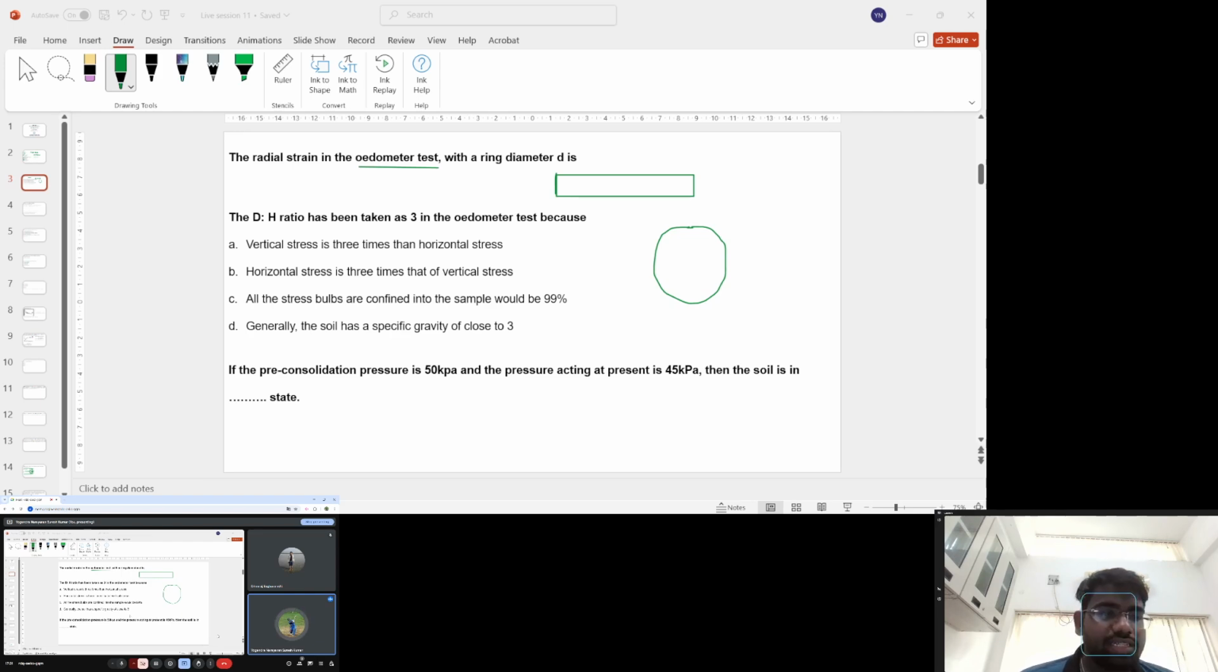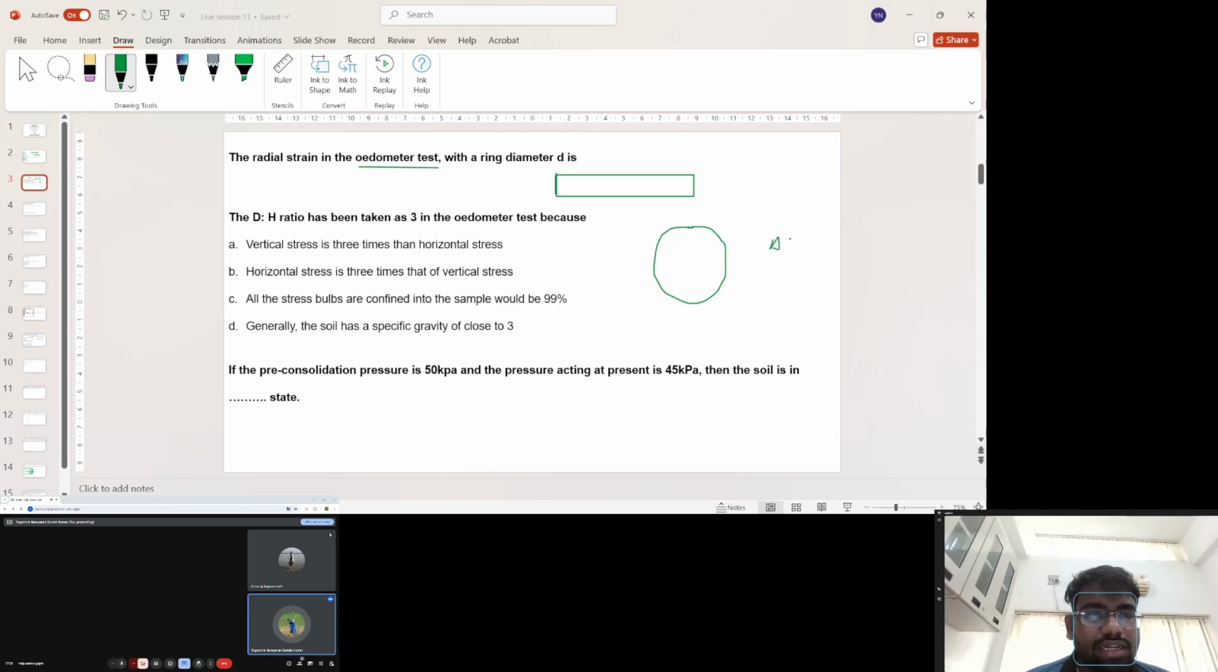So what does radial strain mean? The vertical strain is delta H by H, if this is H. This is vertical strain. Radial strain is change in diameter by the original diameter, right?